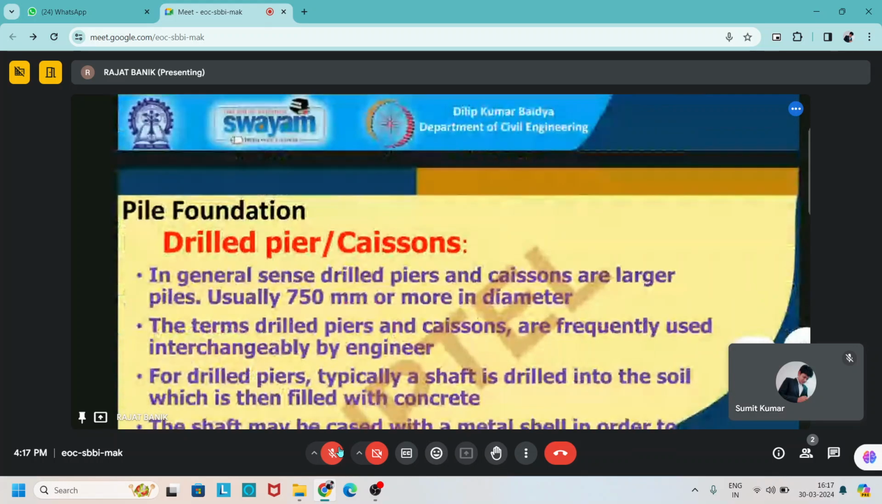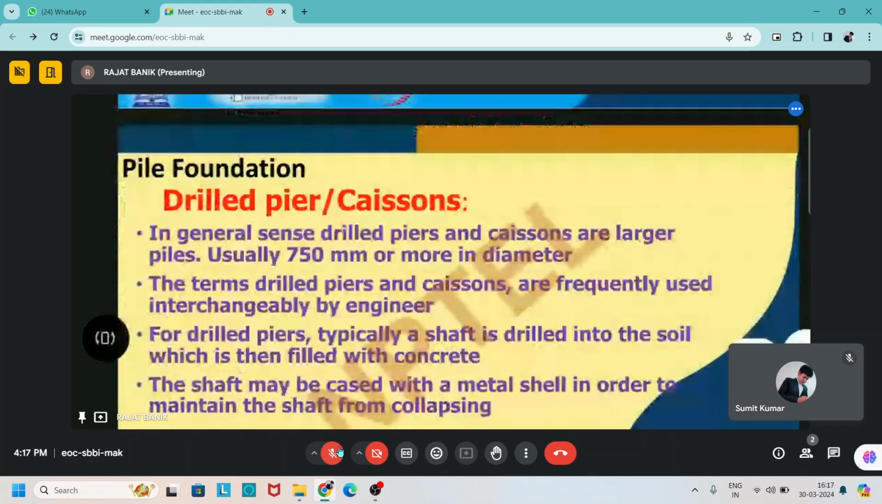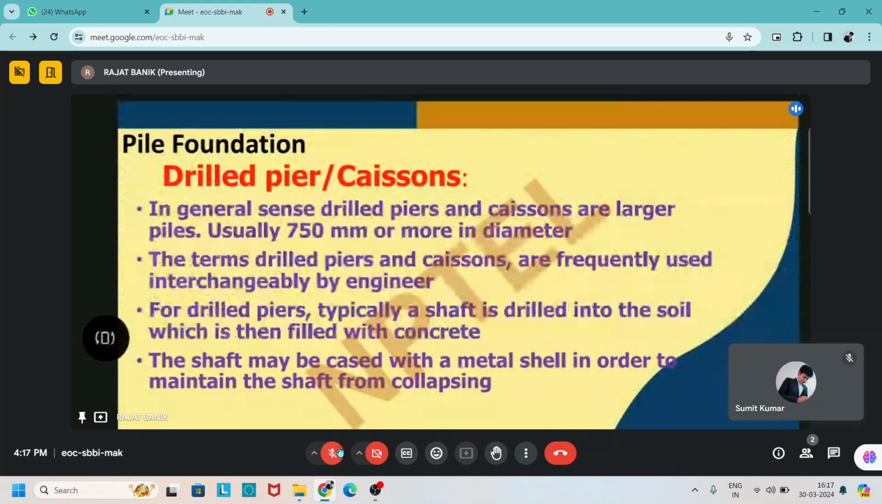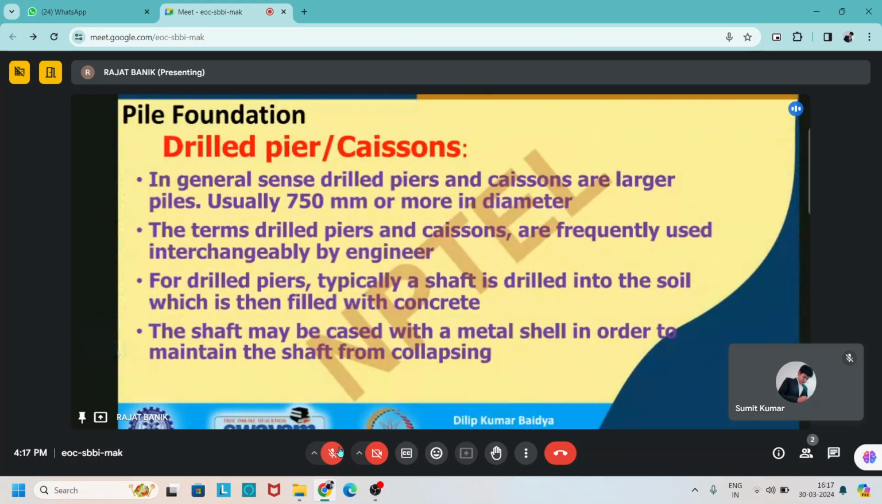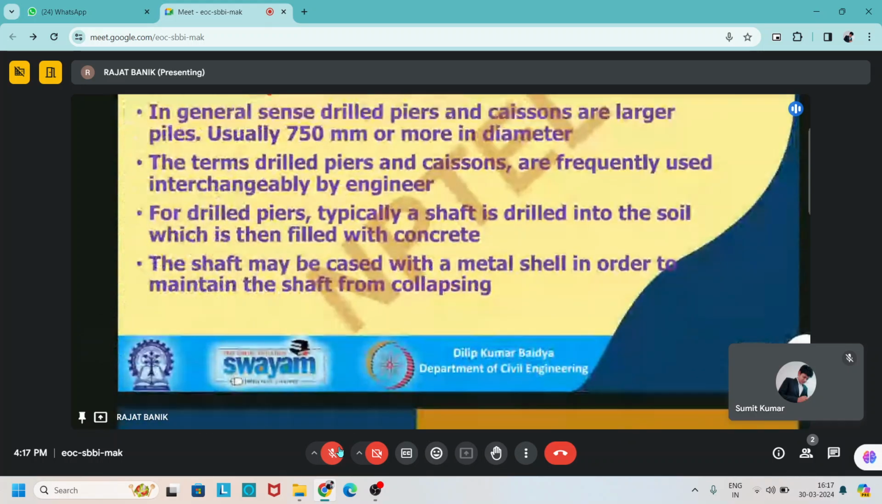Drilled piers or caisson piers. In general, drilled piers and caisson piers are larger piles, usually 750 mm or more in diameter. The terms drilled piers and caissons are frequently used interchangeably by engineers. For drilled piers, typically a shaft is drilled into the soil, which is then filled with concrete.